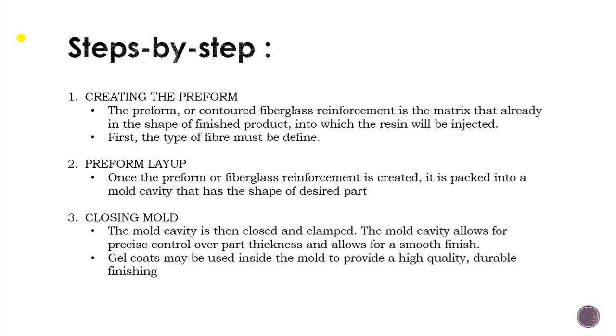For the second step, it is called preform layout. Once the preform or fiberglass reinforcement is created, it is packed into a mold cavity that has the shape of the desired part. And the mold cavity is then closed and clamped. The mold cavity allows for precise control over part thickness and allows for a smooth finish. Gel coats may be used inside the mold to provide a high quality, durable finish.